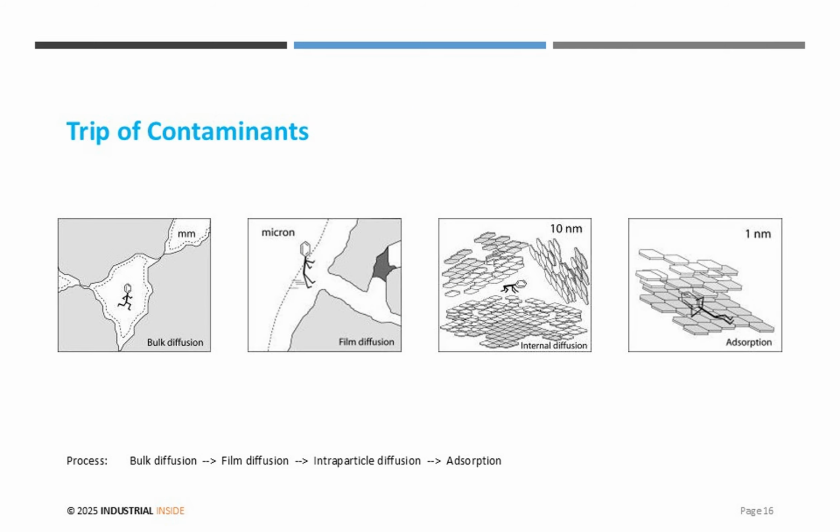Let's follow the trip of a contaminant. It starts in a millimeter scale channel, this is bulk diffusion, then moves into a micron scale layer, film diffusion. Next, it travels through 10 nanometer pores, this is intraparticle diffusion. Finally, it reaches a 1 nanometer pore and gets adsorbed.